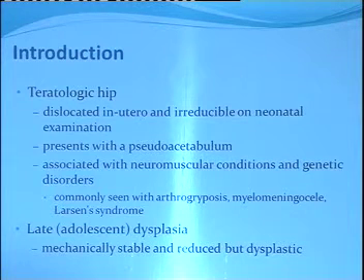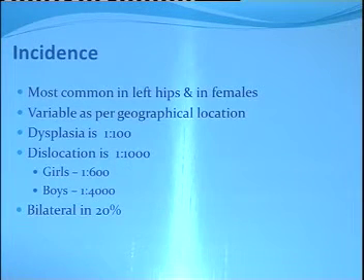In the late adolescent, sometimes there may not be dislocation. The hip may be mechanically stable, but it may be dysplastic, and it will later lead to early osteoarthritic changes.